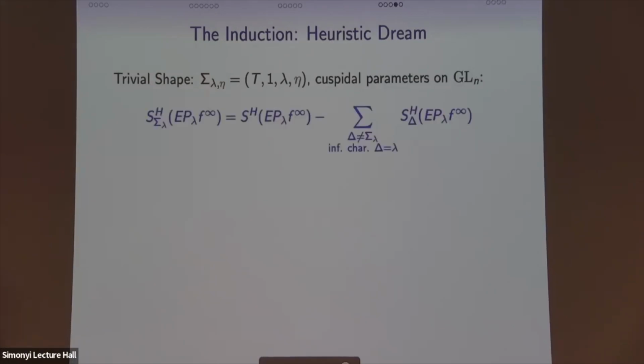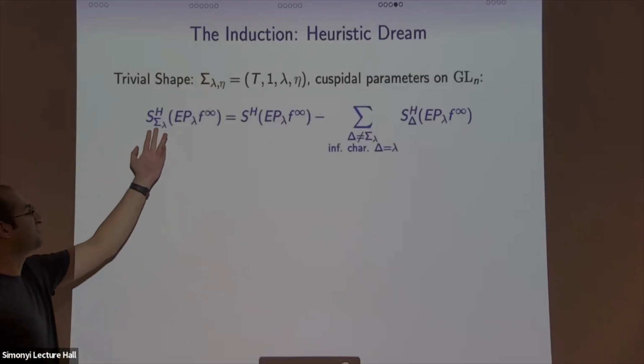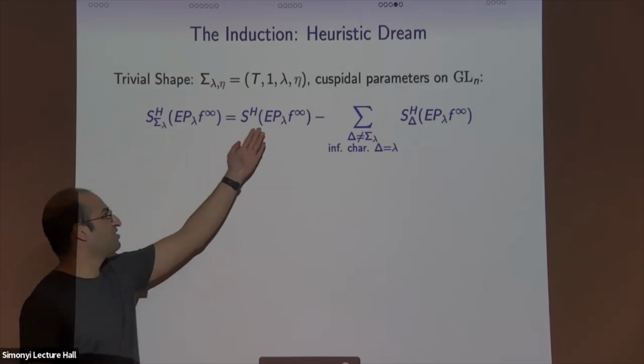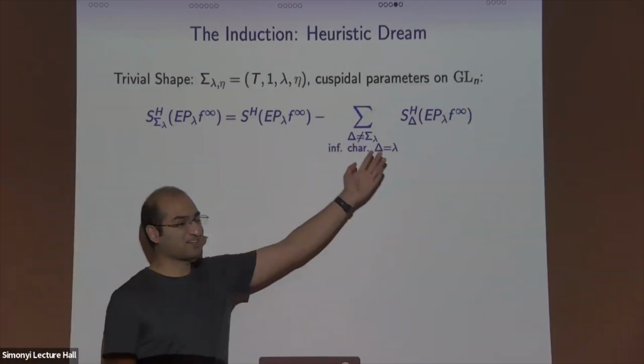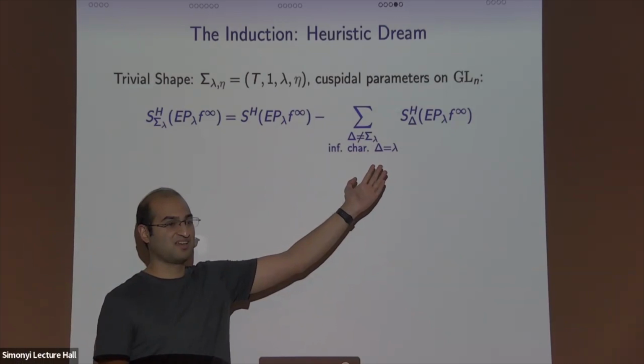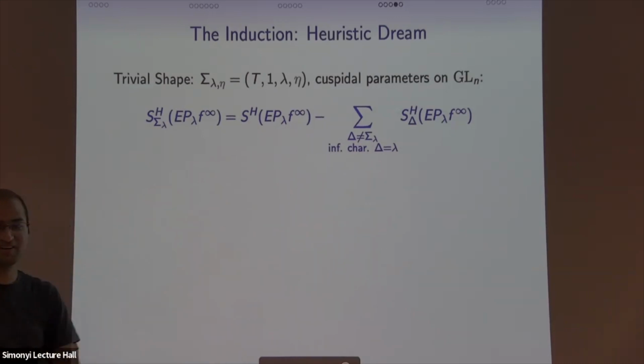So we can find the part of the stable trace formula for the trivial shape by taking the entire stable trace formula and subtracting the parts for all the other shapes. So this is some total triviality, right? We only care about one thing, we just subtract away everything else.